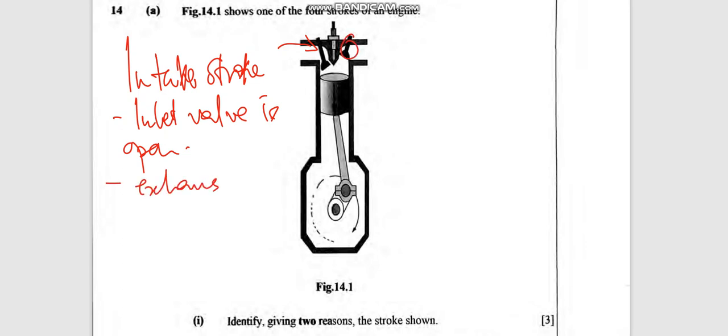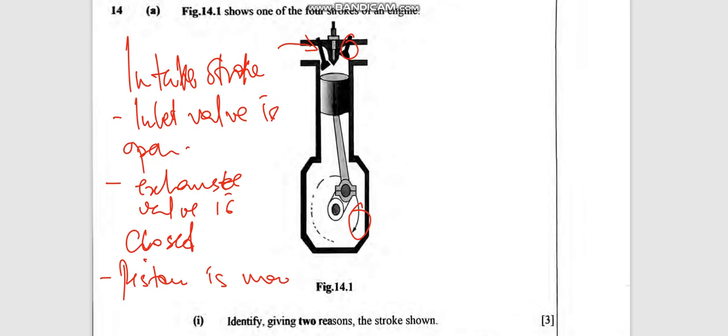The exhaust valve is closed. And another reason that I can give there is that the piston is moving downwards, as you can see here by the arrow. So the piston is moving downwards. Okay, so these are the reasons for my answer.